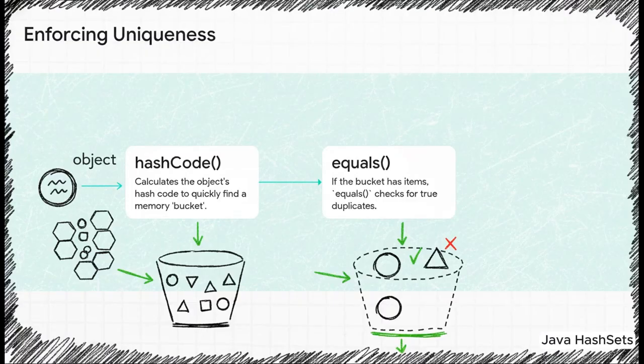It's this really clever two-step process. First, when you try to add an object, Java calls its hashCode method. It gets back a number, an integer, and uses that number to very quickly find a spot in memory, a bucket, where that object should live.